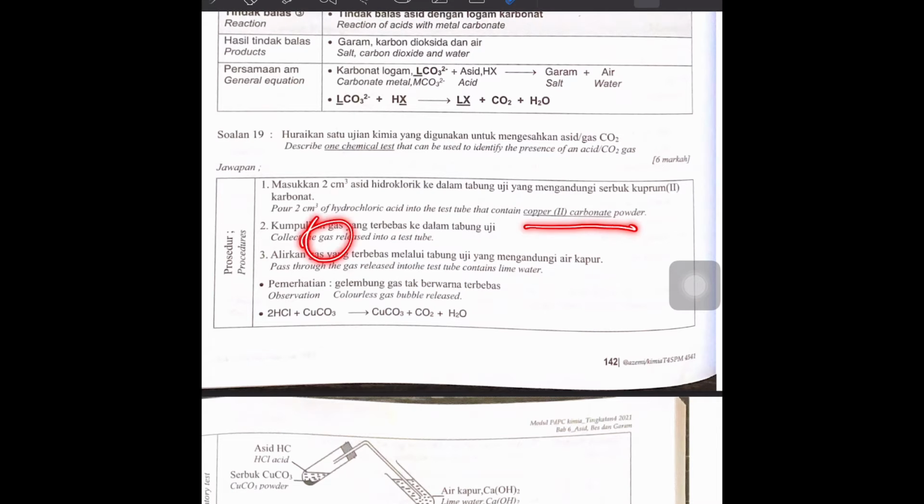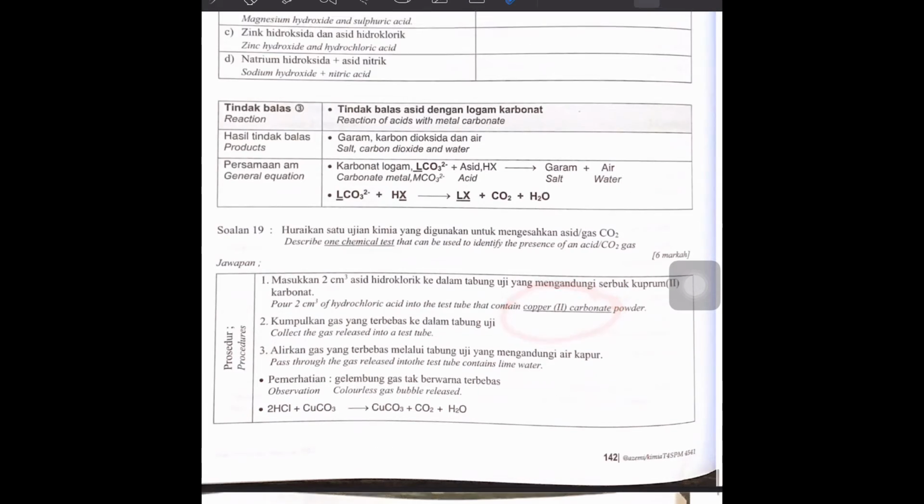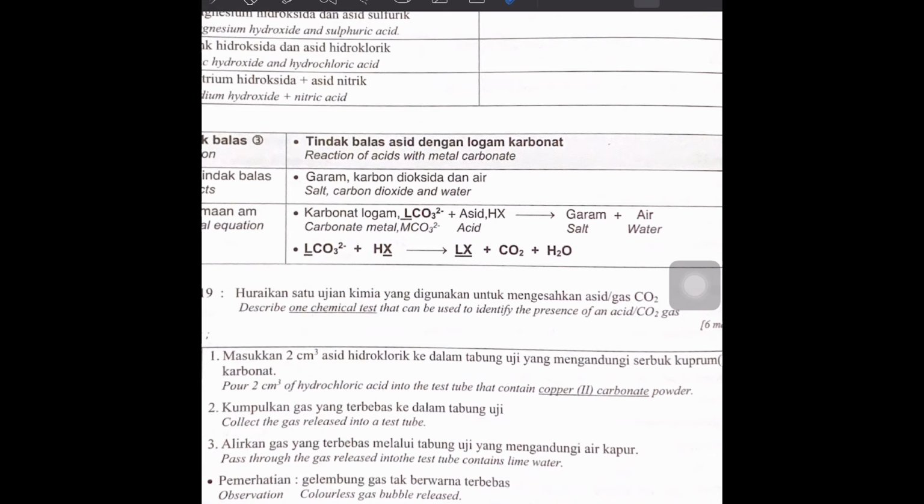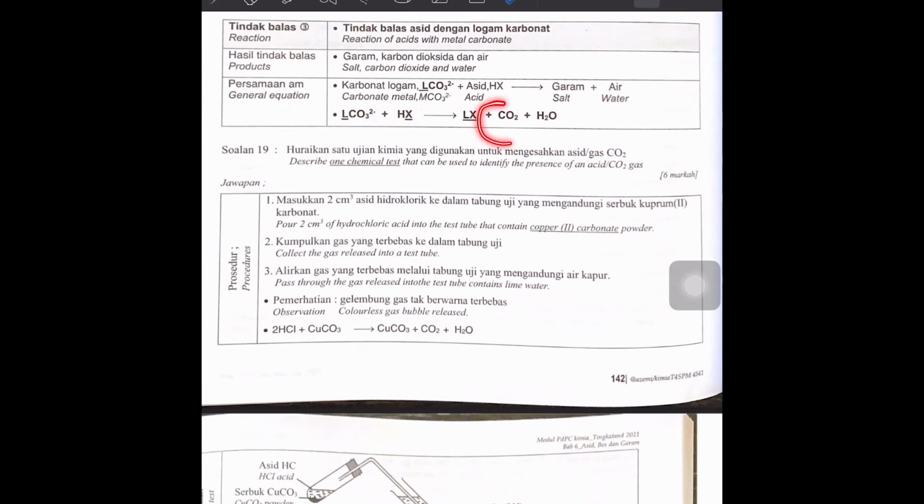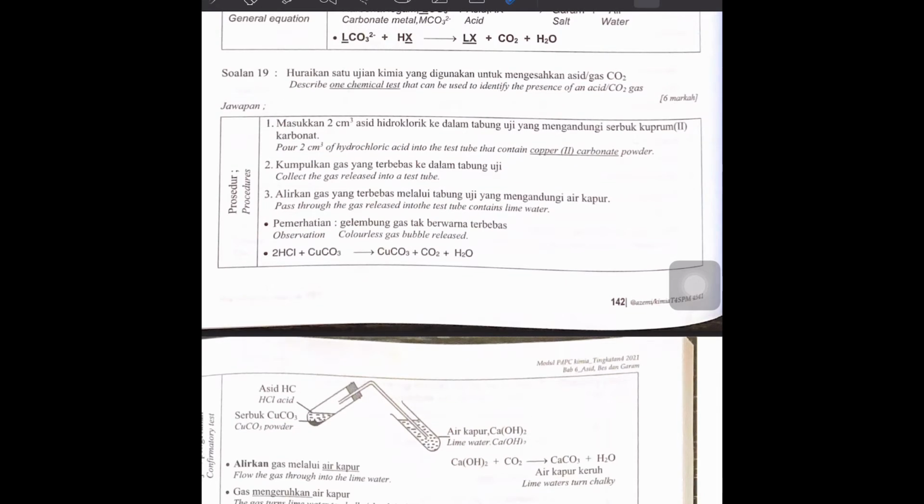Collect the gas release. Remember that if acid react with copper carbonate, ini adalah metal carbonate kan? So refer balik to this acuan here. When acid reacts with metal carbonate, any metal carbonate, asalkan ada carbonate, memang kamu akan dapat carbon dioxide gas dan ada hasil sampingan air lagi. And don't forget, salt itu wajib ada lah, wajib ada. So macam mana mau test kehadiran gas carbon dioxide? So these are the steps.